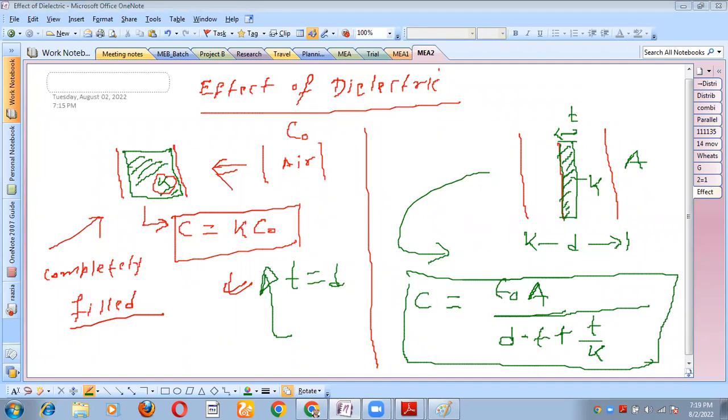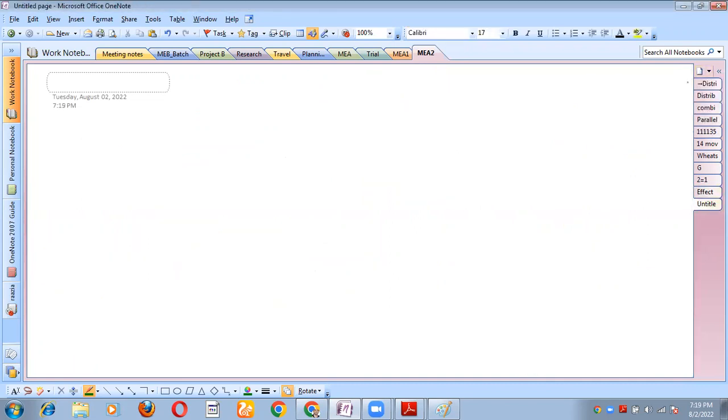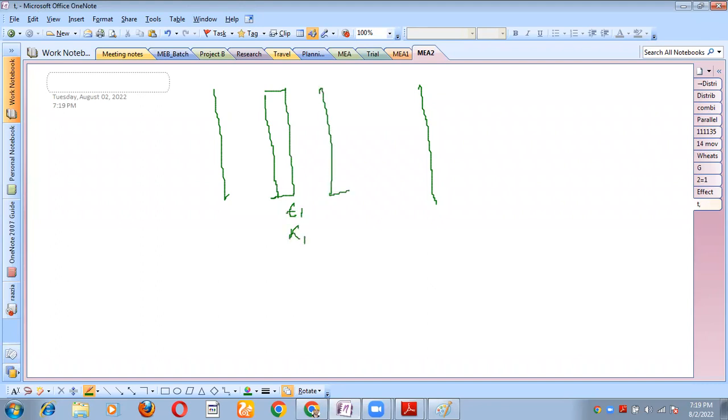So we can also extend it to any number of dielectrics. If you insert any number of dielectrics, the same result can be extended. Suppose you put many dielectrics: one with thickness T1 and dielectric constant K1, then another of thickness T2, dielectric constant K2, and so on up to Tn, Kn. So the same result can be extended.